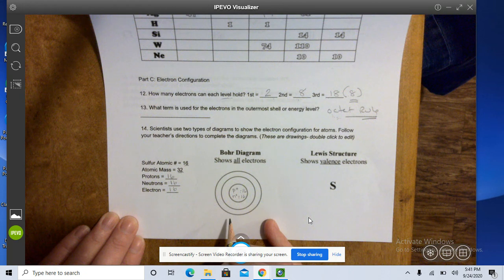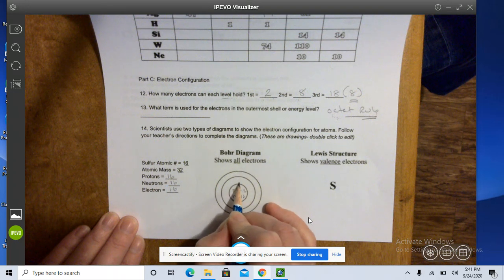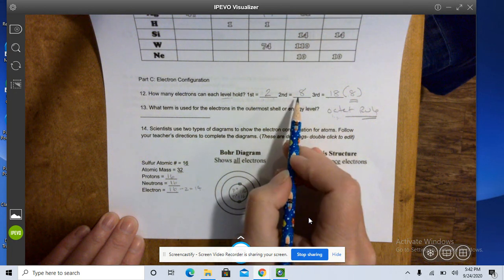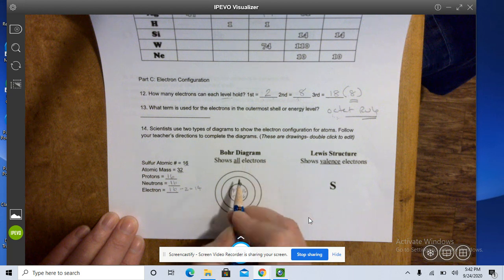Then what we're going to do is draw in our electrons in each ring. The first energy level can hold 2, so I'm going to draw 2. Now I have 16, and they can't all fit in the first ring. I've used up 2, so now I have 14 left. The next ring can hold up to 8. Well, 14 is more than 8, so I can fill in this second ring.